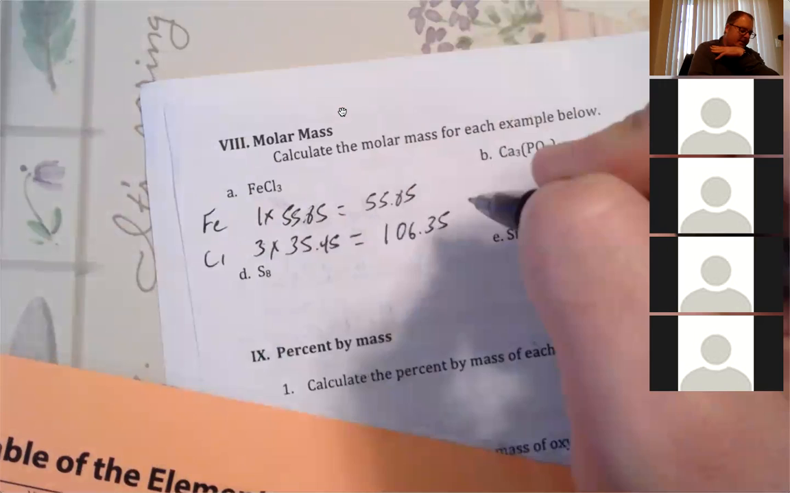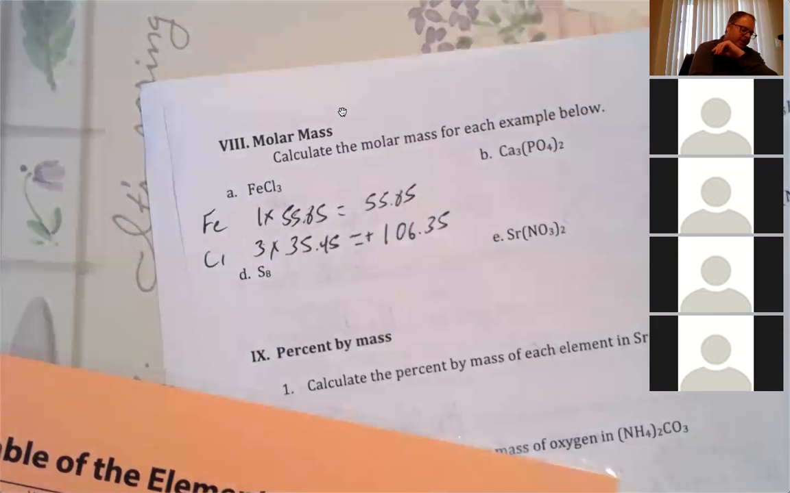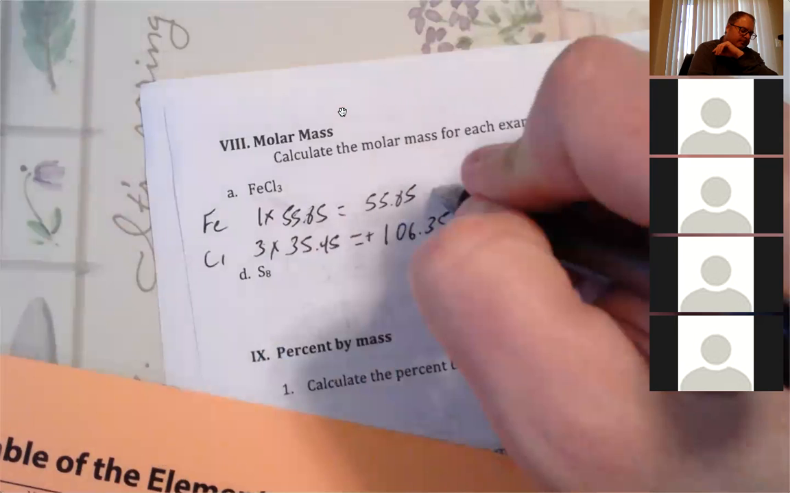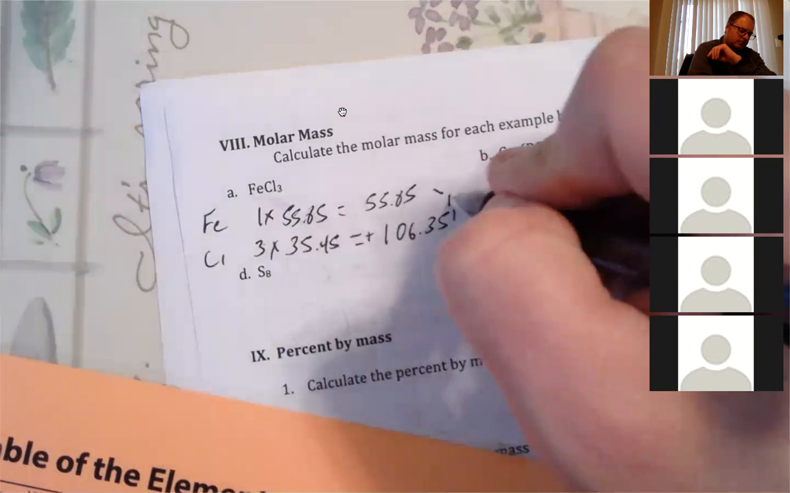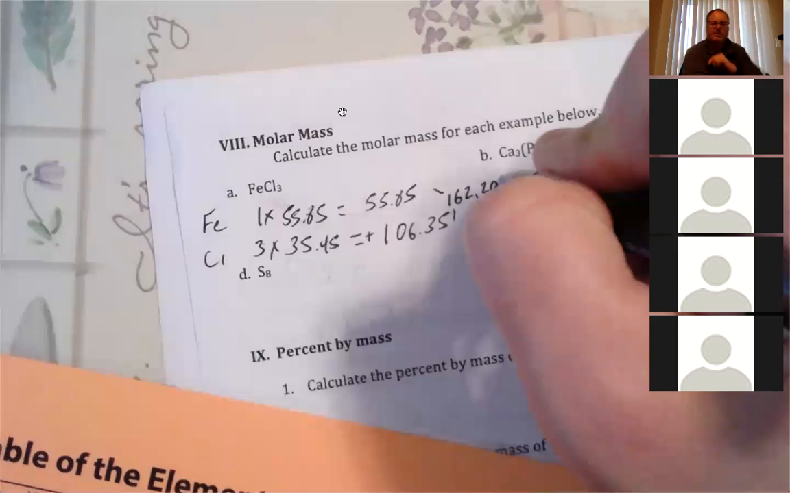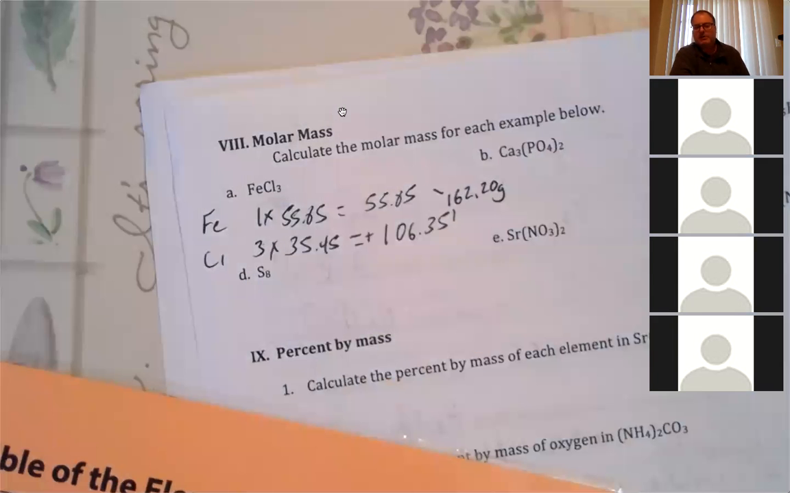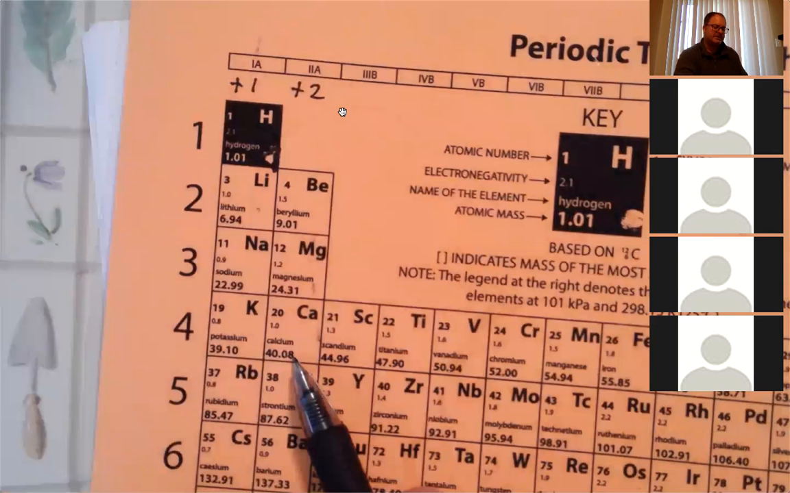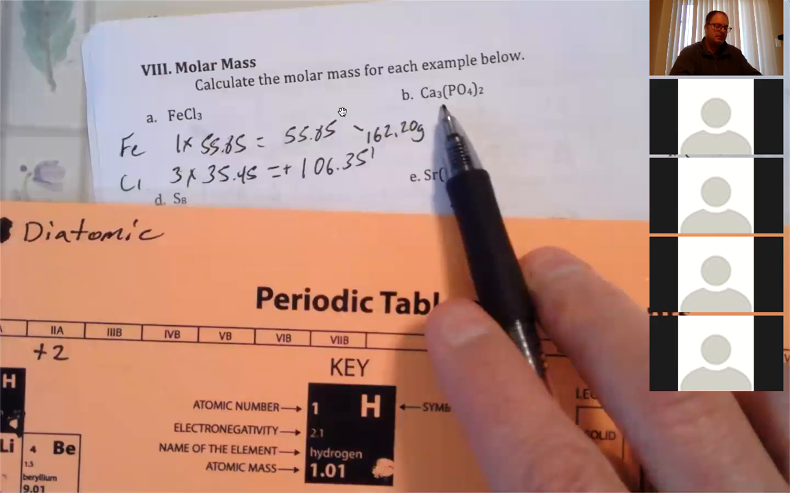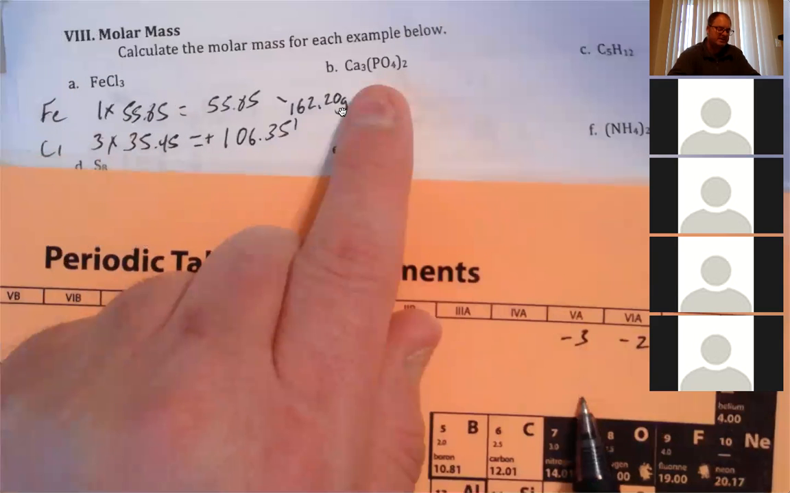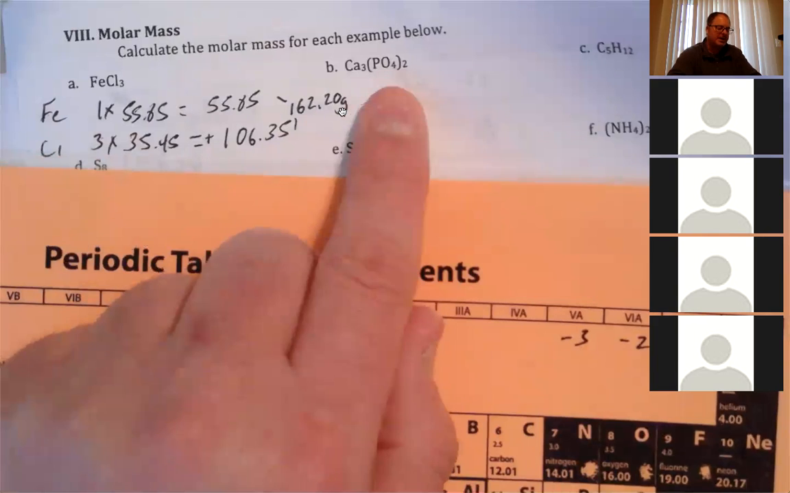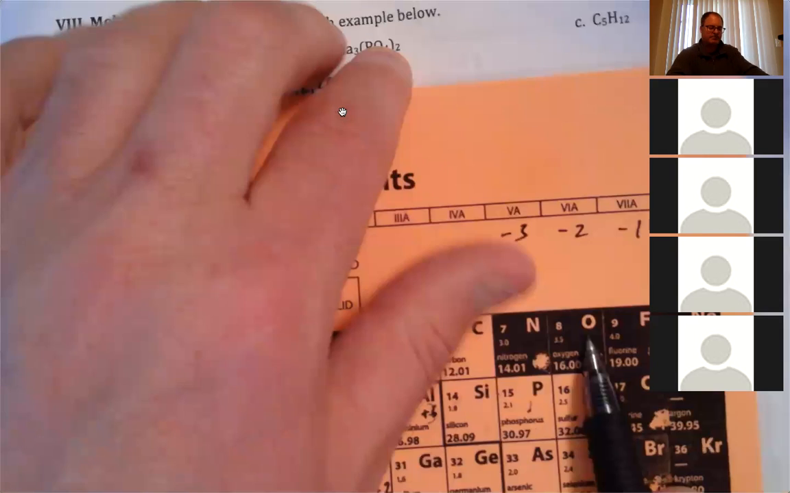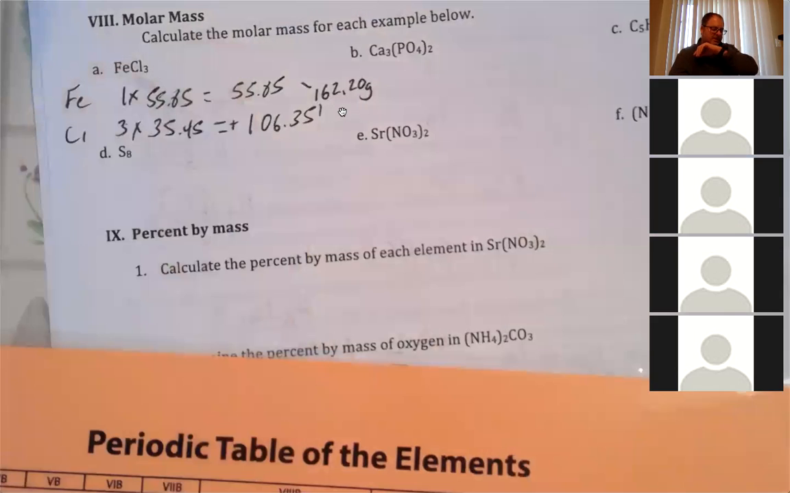Now we add these two together. 55.85 plus 106.35. It's 162.2. So there is the molar mass for iron(III) chloride. So once you do that, you can actually just put all of this in your calculator at once. 40.08 for calcium times 3. This 2 refers to 2 of these phosphates, 30.97 times 2, and 8 times 16. 8 times 16 plus 2 times 30.97 plus 3 times 40.08.